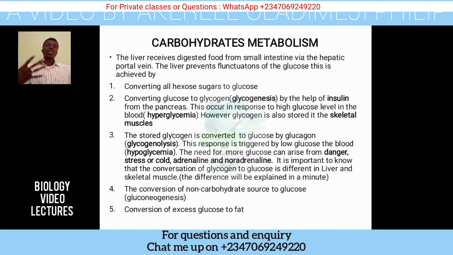When the sugar level drops and the body demands, it's like a deposit and a withdrawal. Insulin has deposited glucose as glycogen in the liver. When the body is in need of energy, glucagon will go there to withdraw part of the glycogen deposited earlier on, change it to glucose so it can be energy, because our body cells rely majorly on glucose. That's why other food substances must be converted to glucose by a process called gluconeogenesis.